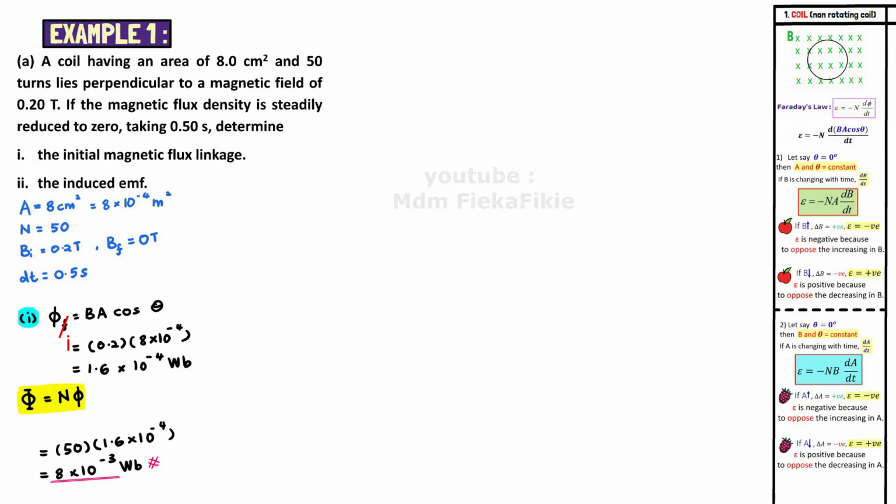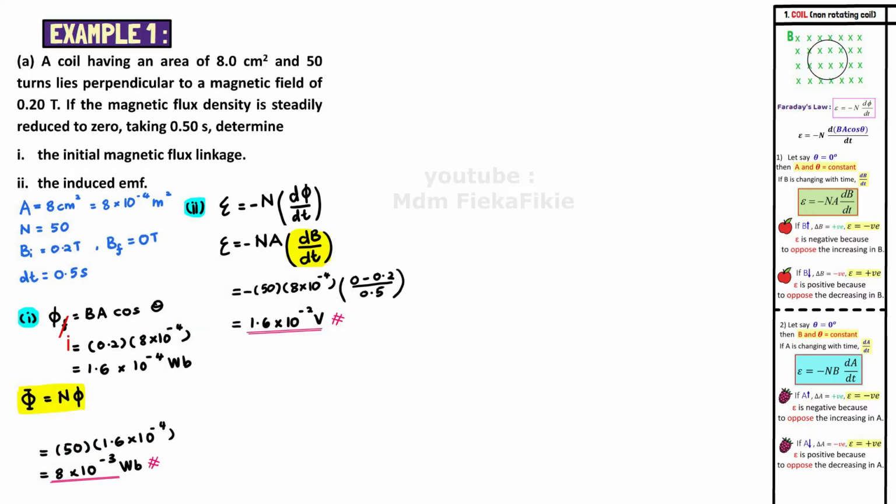Alright, so now for question A2, determine the induced EMF. So, based on Faraday's law, when there is a change of magnetic flux with time, there is an induced EMF in a coil. So how can there be a change of magnetic flux for this question? Because there is a change of magnetic field, dB over dt. So the A, we bring to the front, since the area is constant. And then we substitute the value of dB, the change of the magnetic field, final minus initial. So final magnetic field is equal to 0 and initial magnetic field is equal to 0.2.